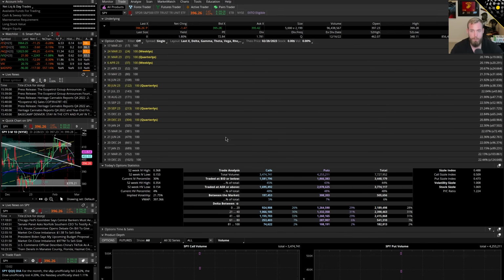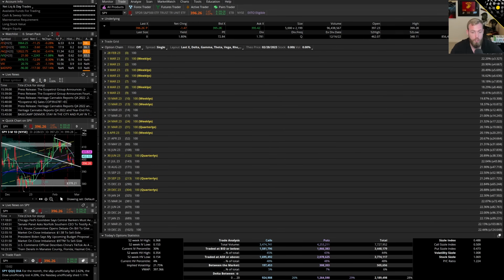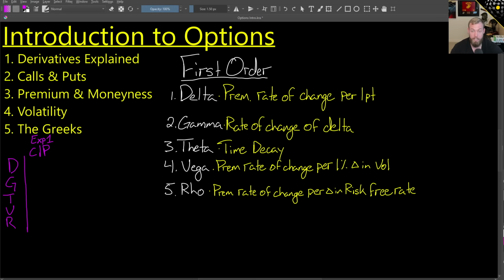Further out of the money options are going to decay much slower than closer to expiration options, or options that are far out or in the money. So if we go far out in time, theta is going to decay slower, or if we go far in or out of the money.